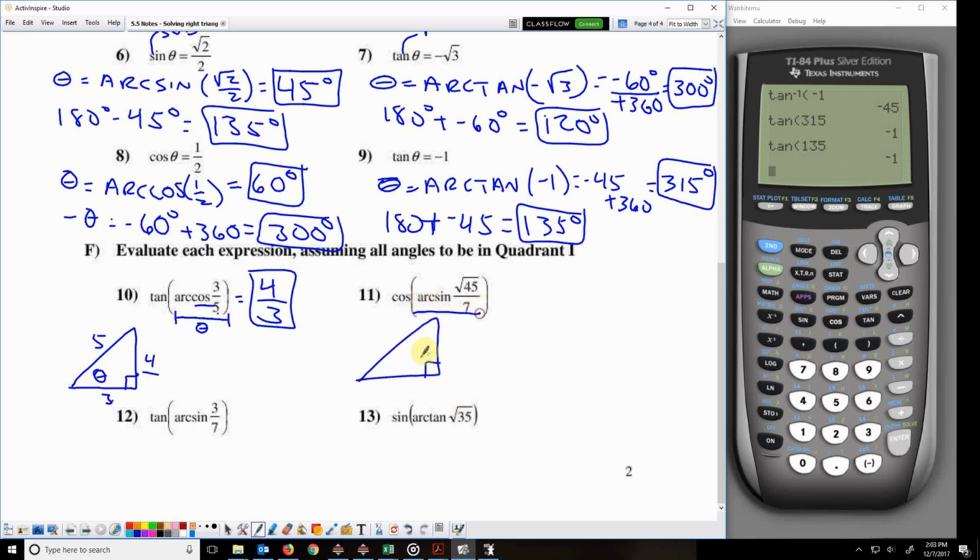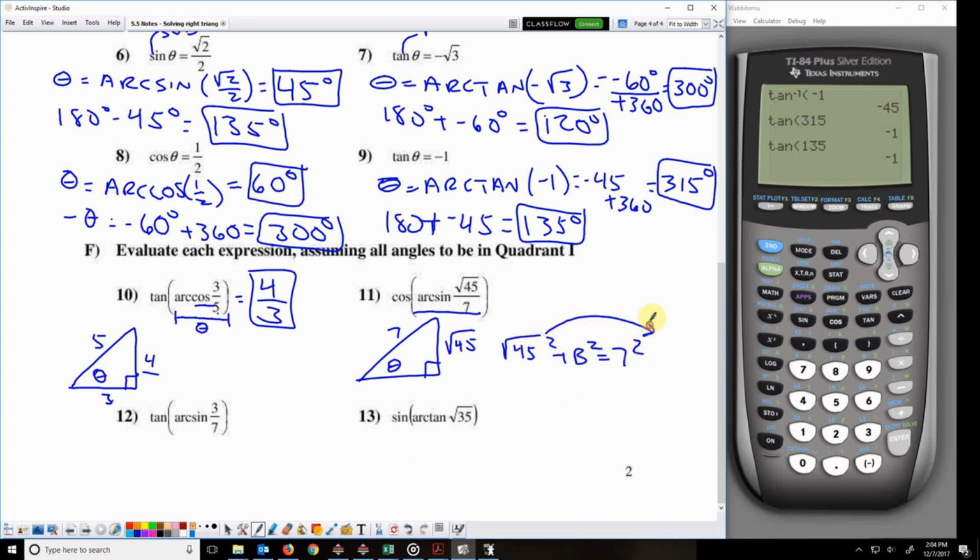So this right here represents my theta. What that tells me is opposite is root 45, hypotenuse is 7. I want cosine, so I'm going to have to use the Pythagorean theorem. So that's root 45 squared plus b squared equals 7 squared.